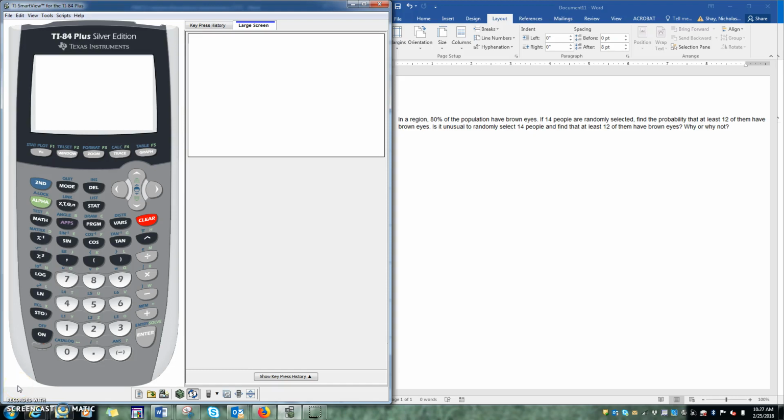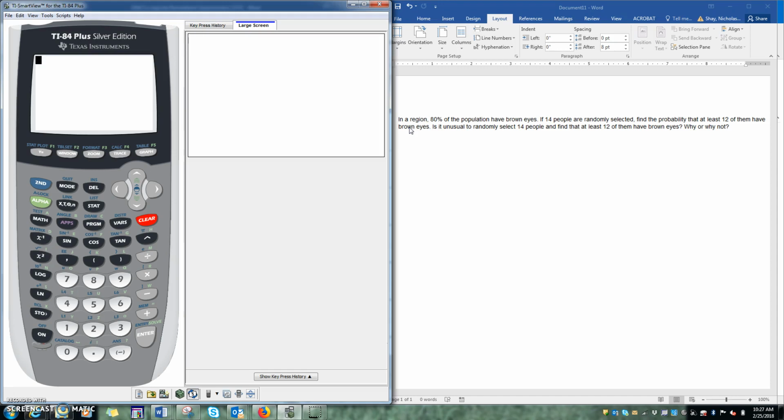So in this problem, we are looking at a region where 80% of the population have brown eyes. If 14 people are randomly selected, find the probability that at least 12 of them have brown eyes. Is it unusual to randomly select 14 people and to find at least 12 of them have brown eyes?